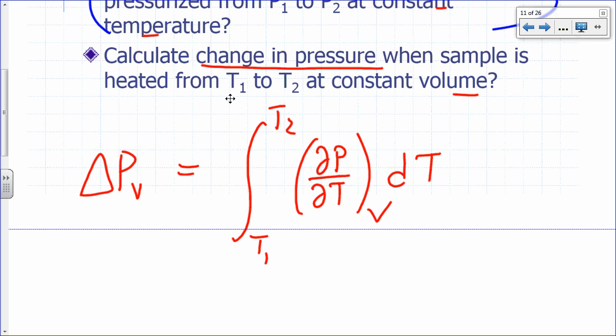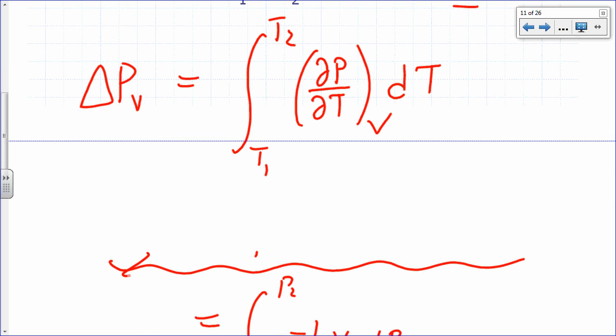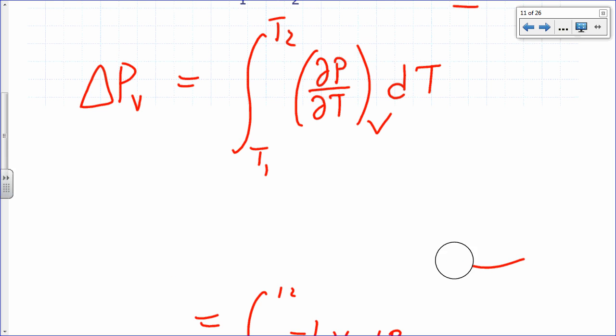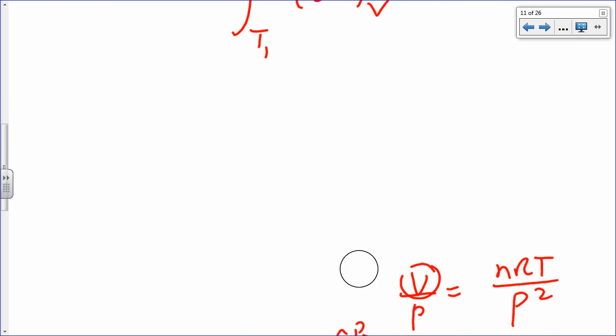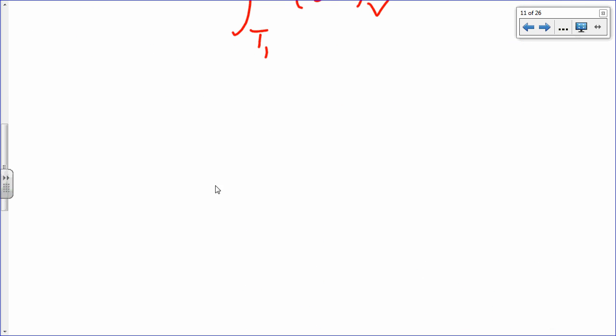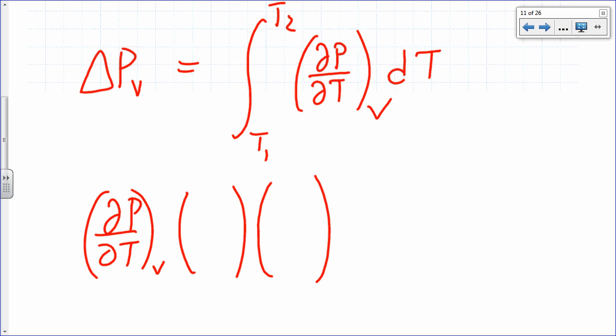Now, like I said, this is something you can calculate from alpha and kappa T, and alphas and kappas are values that you can easily look up for different materials. Of course this is easy to do with an ideal gas, but let's do it for the generic case in terms of alpha and kappa. Remember the identity we have? So let's solve for partial of P with respect to T at constant V. What two derivatives do I need to multiply it with in order to get -1?